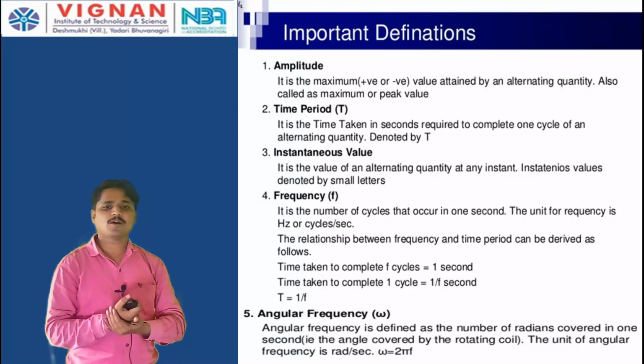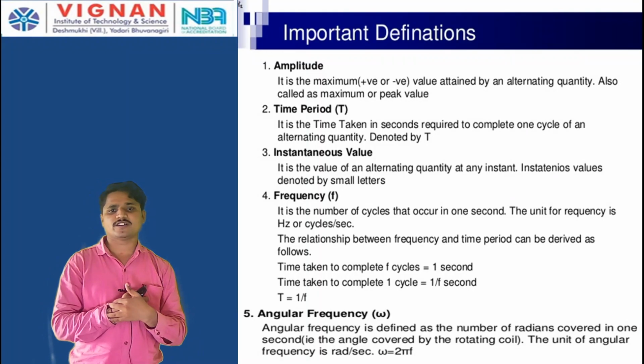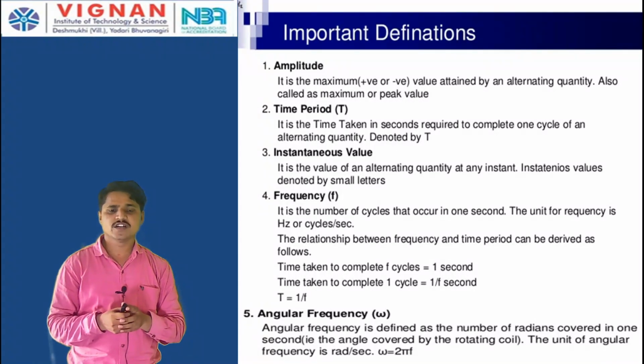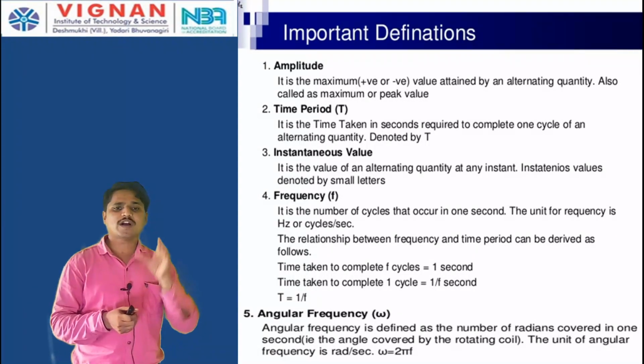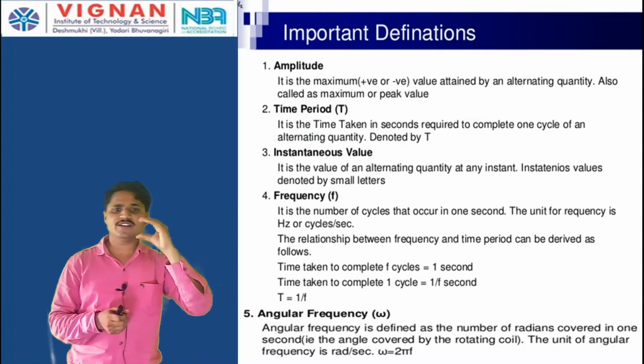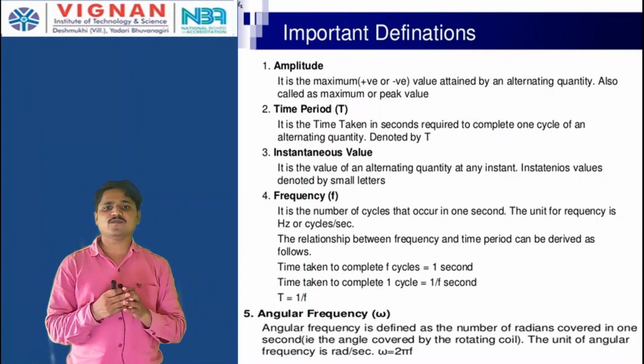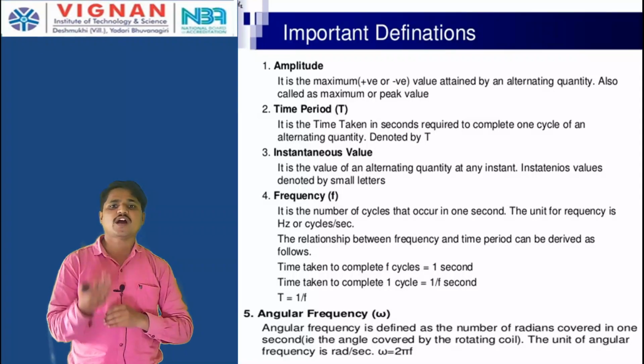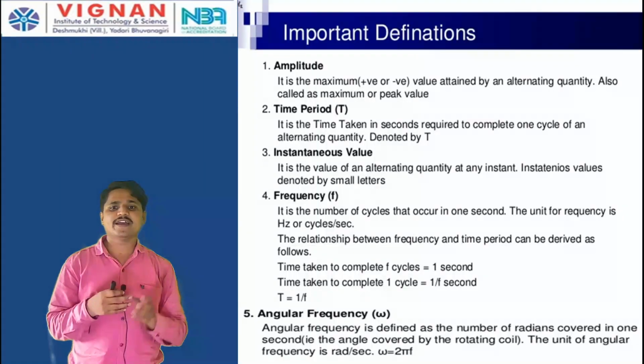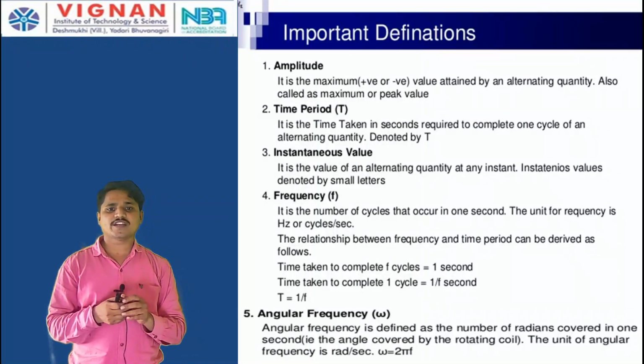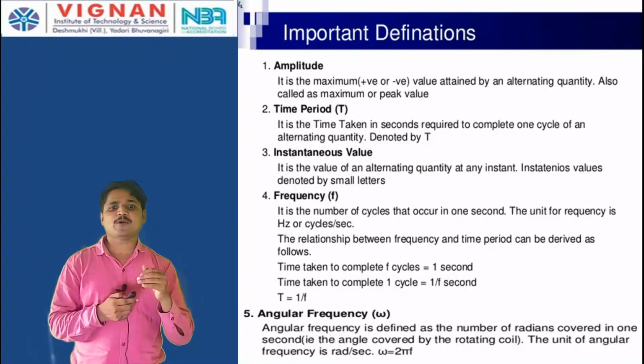Next, let us define some important terms related to AC quantities. First one is the amplitude. What is the amplitude? Amplitude is the maximum value, either positive or negative, attained by any alternating quantity. This amplitude is also called the maximum value or peak value.